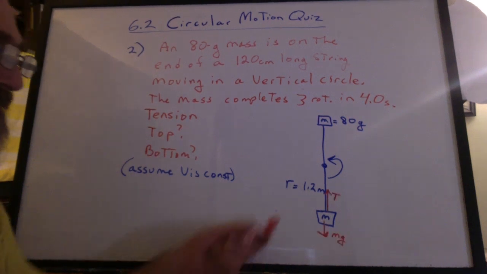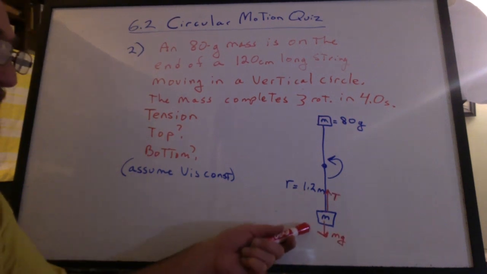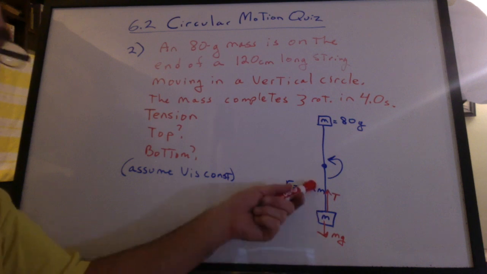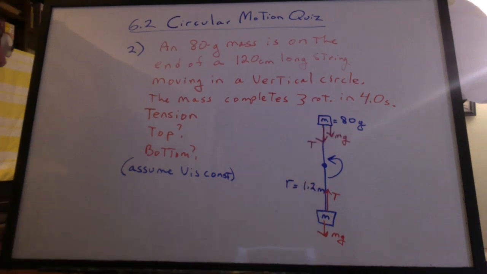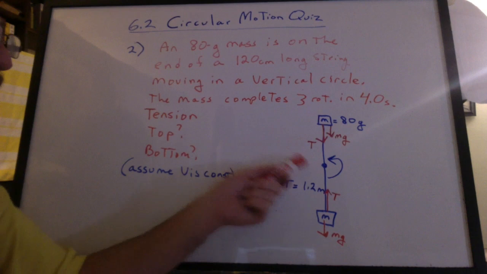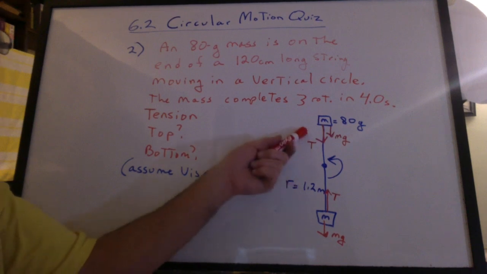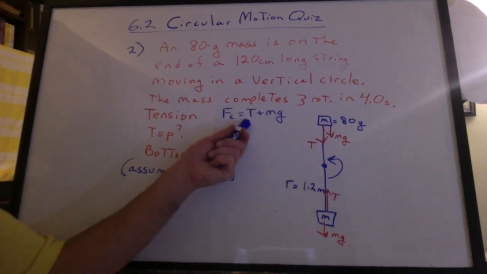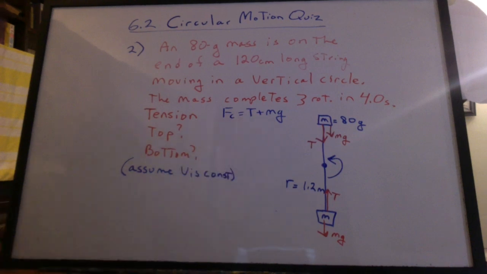It's just an approximation. So pause the video and see if you can find these two now. First thing you want to do is draw a free body diagram. At the bottom, mg is down, tension is up. At the top, both the tension and mg are down. They're pointing towards the center. So what's producing the centripetal force at the top? It's going to be both of them, T plus mg.